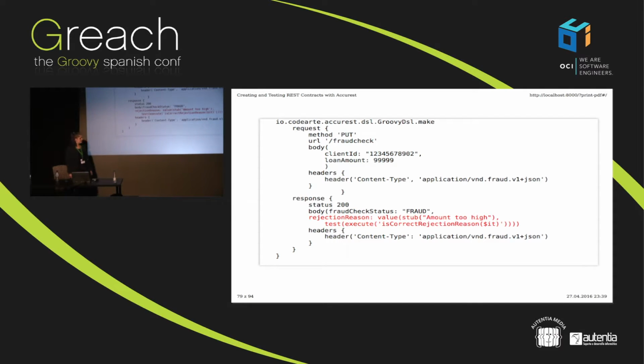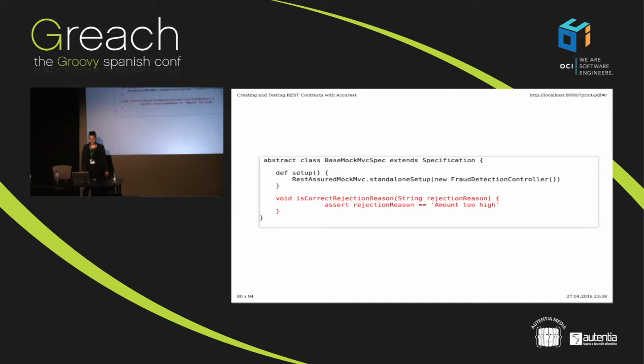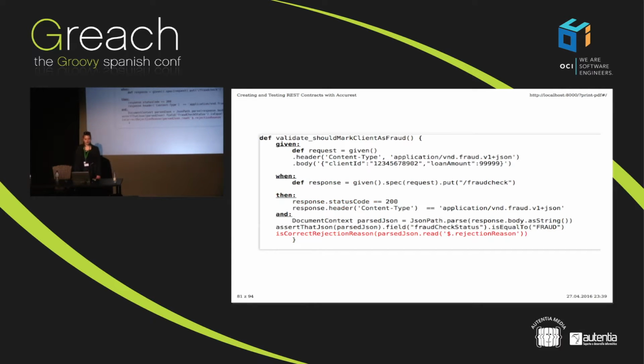So in this case, we can define a method name, like is correct rejection reason here, and then in our base test class, we implement this method, which will verify if the value is correct. Of course, that's a simple thing, but you can have any logic in this method. And then, when the test will be automatically generated, we will get this call in the test to verify that element.